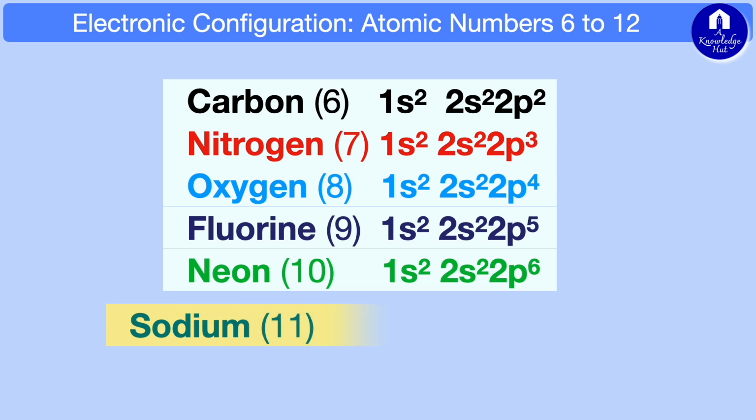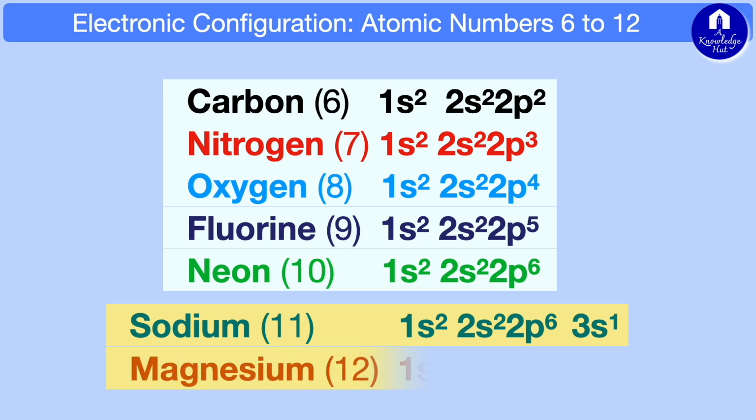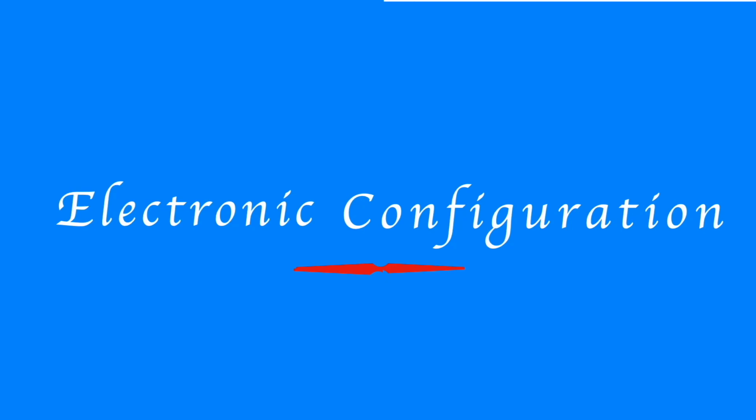For sodium, the first 10 electrons would completely fill in the subshells 1s, 2s and 2p. Its 11th electron goes into the next available subshell, 3s. This makes the electronic configuration of sodium 1s2, 2s2, 2p6, 3s1. Similarly, the next element, magnesium's electronic configuration, would be 1s2, 2s2, 2p6, 3s2.